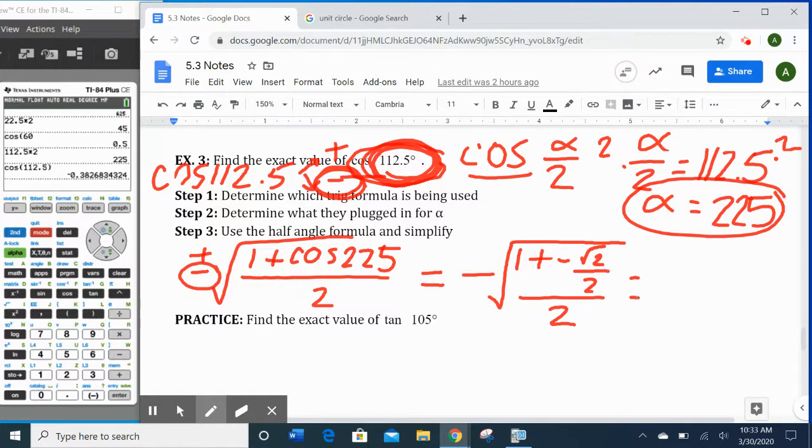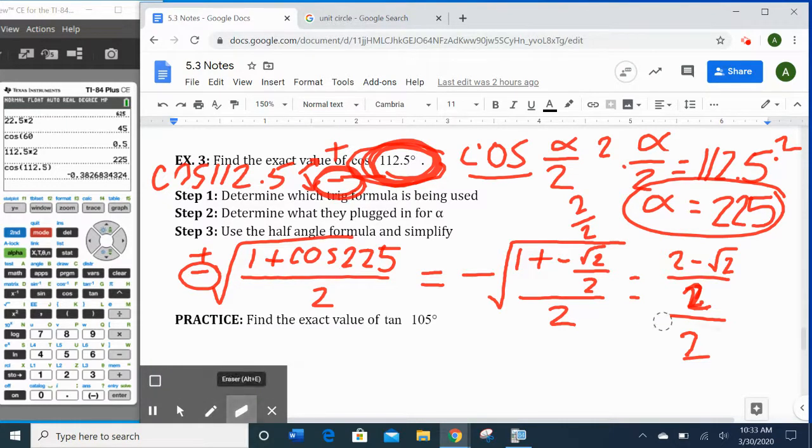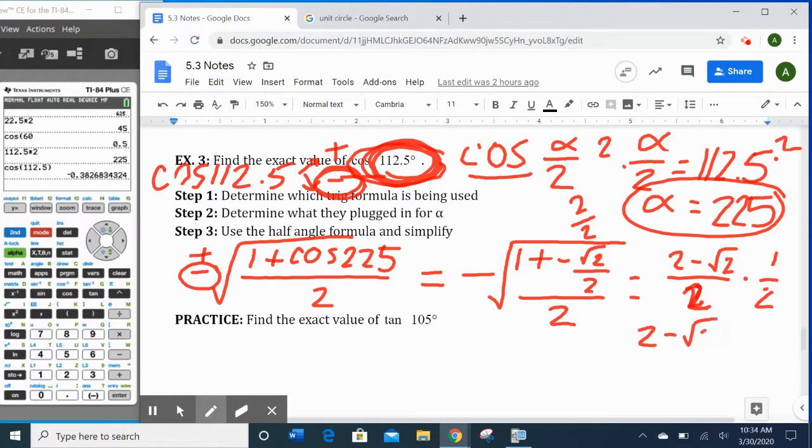So 1 is the same thing as 2 over 2. So 2 minus root 2 over 2, all over 2, which is the same thing as divided by 2, which is the same thing as times 1/2. So this is 2 minus root 2 all over 4, but it's still got the square root and the negative. And so what they do in their final answer is recognize that the square root of 4 is 2.